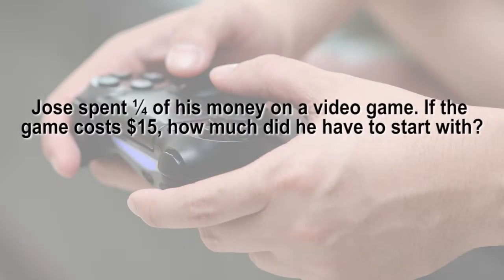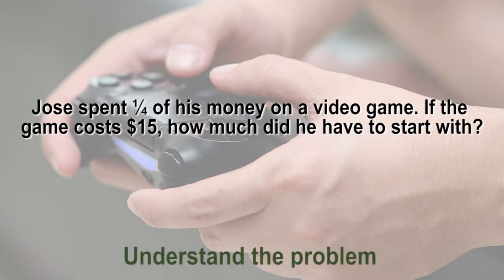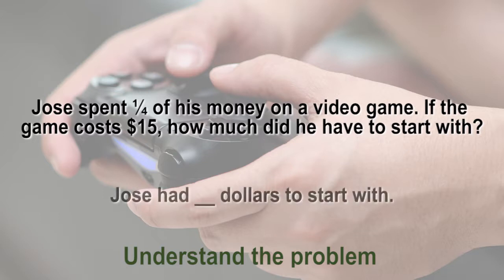Jose spent 1/4 of his money on a video game. If the game cost $15, how much did he have to start with? The first step in problem solving is to understand the problem. So first, let's determine what we know from the problem. Jose spent 1/4 of his money on a game. That game was $15. We are trying to find out how much money he had to start with. Let's write an answer statement to help us remember what we are solving for. Jose had how many dollars to start with?